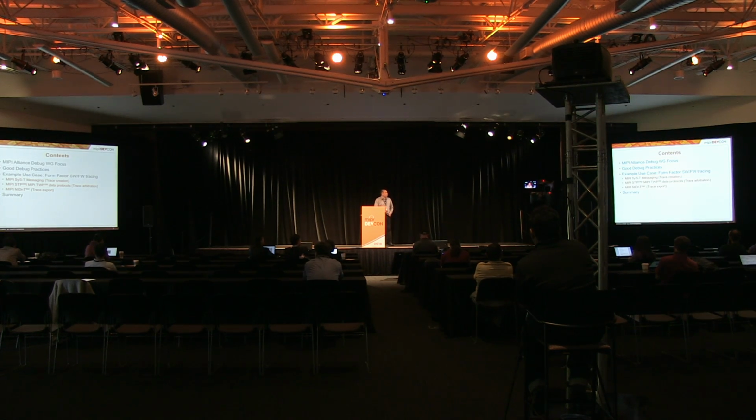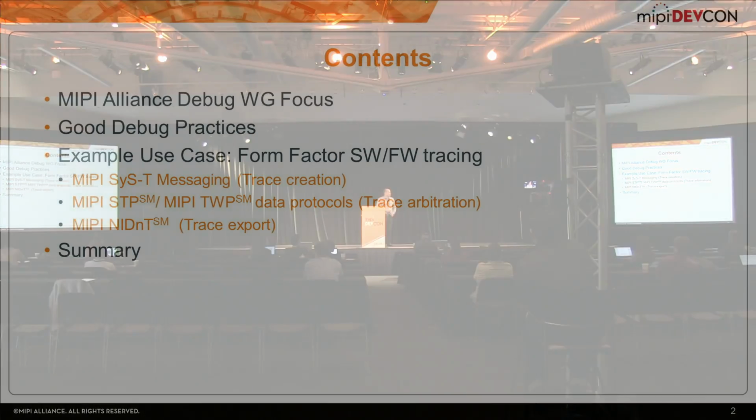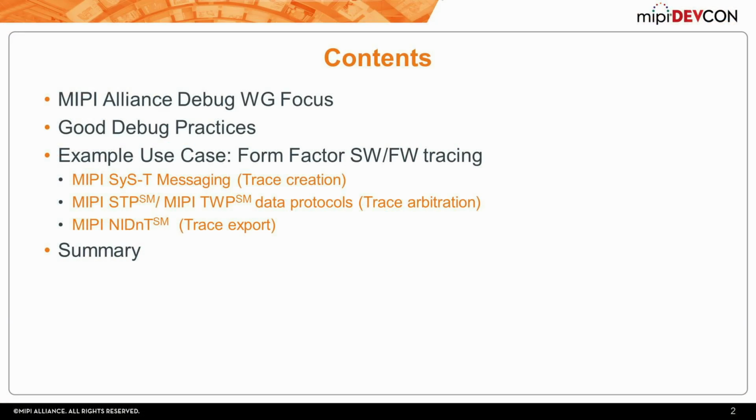Before I jump directly onto the topic, I want to give a brief background on what the debug workgroup does, what it's focusing on, and share with you some good debugging practices that we use to design our specifications. And then I jump to an end-to-end system software debug solution using MIPI specifications. So I use a couple of specifications from the debug workgroup and combine them to give a system software trace solution.